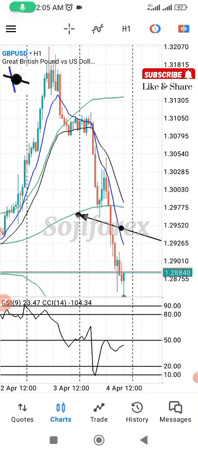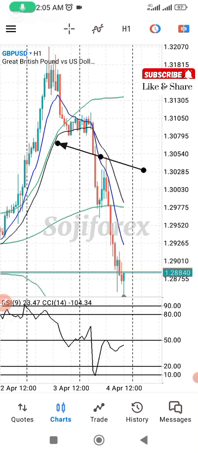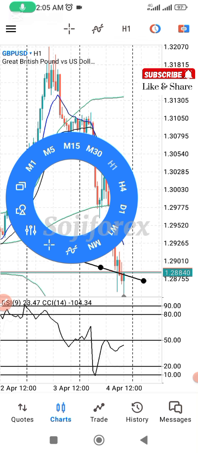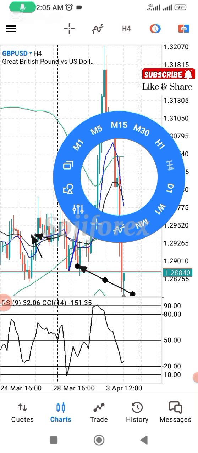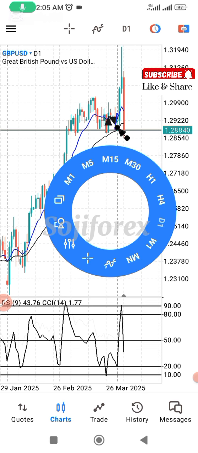Once price has risen above the middle Bollinger Band, it is an uptrend. And when price falls below the middle Bollinger Band, it is a downtrend. The process is as simple as that, either on a 1 hour, depending on the time frame you want to determine your trend. You can do that on a 4 hour as well, and as you can see, this is how it works. Then you can do that on a daily time frame as well.